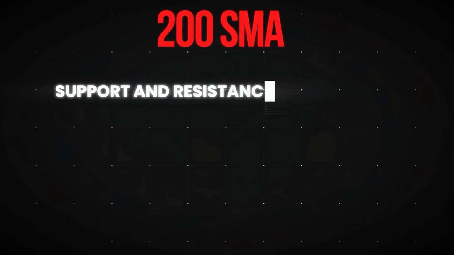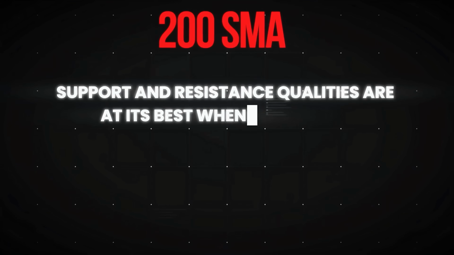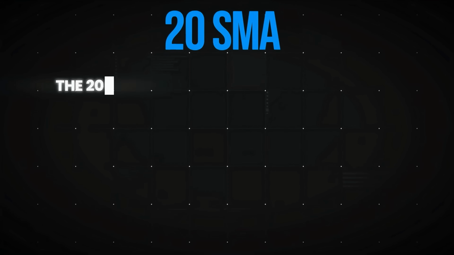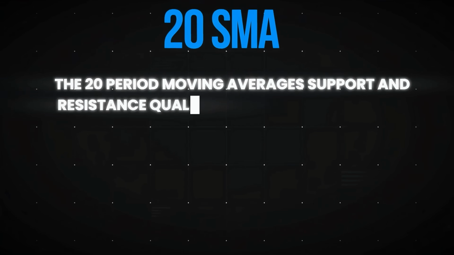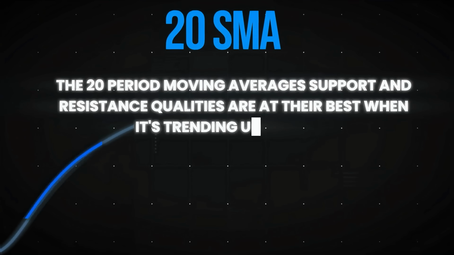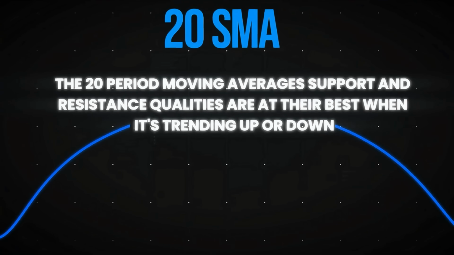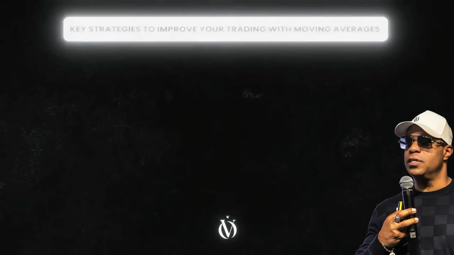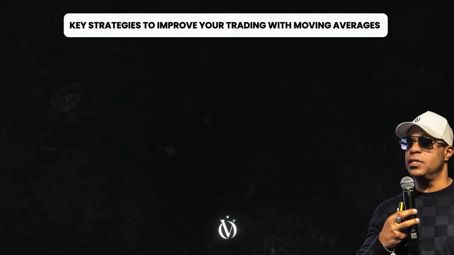So the 200's support and resistance qualities are at their best when it's flat, and the 20-period moving average's support and resistance qualities are at their best when it's trending up or down. This is what sets up sound market play, traders.